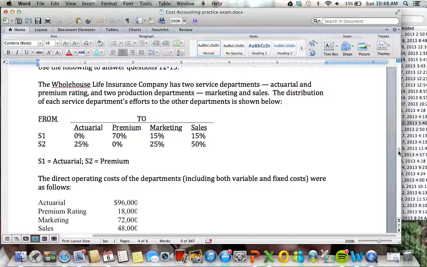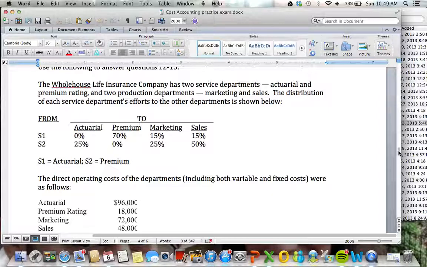So as we studied in the chapter, in the model and lecture, with the direct method, we have two things going on. One, whatever cost we have in the department, for example, marketing, it says $72,000. That is our base cost for marketing. So that's already in there. Those are the operating costs, both variable and fixed, that are in marketing already. In sales, it says we have $48,000. That's $48,000 that's already in sales. This is the base cost. It's variable and fixed costs that are already in there.